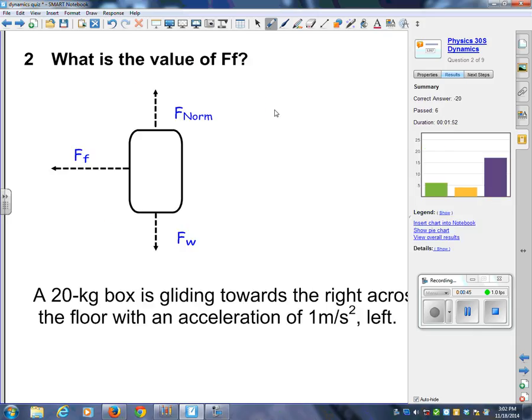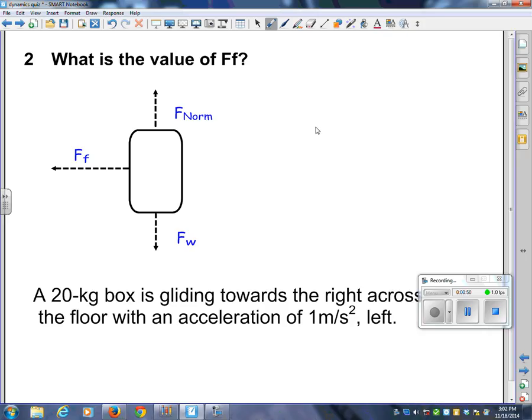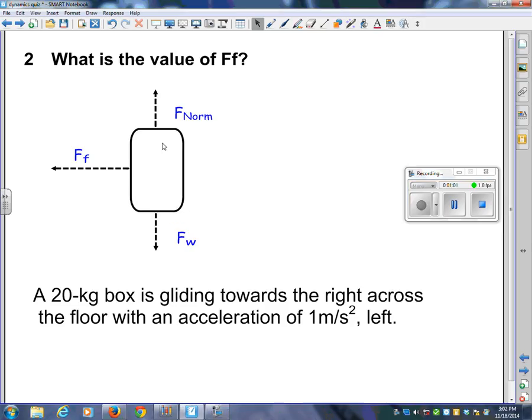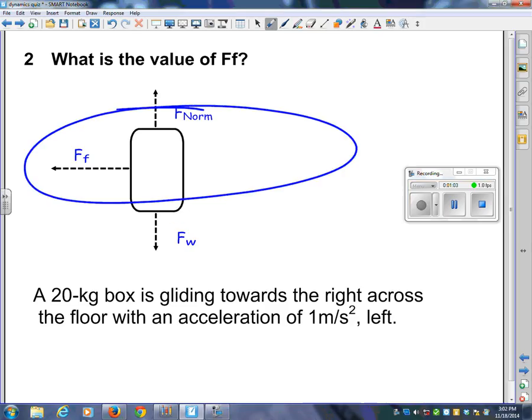What is the value of FF? Basically the same concept here. We've got a 20 kilogram box sliding towards the right across the floor with an acceleration of 1 meter per second squared to the left. My net force horizontally, there is only one. My net force is the sum of all horizontal forces.